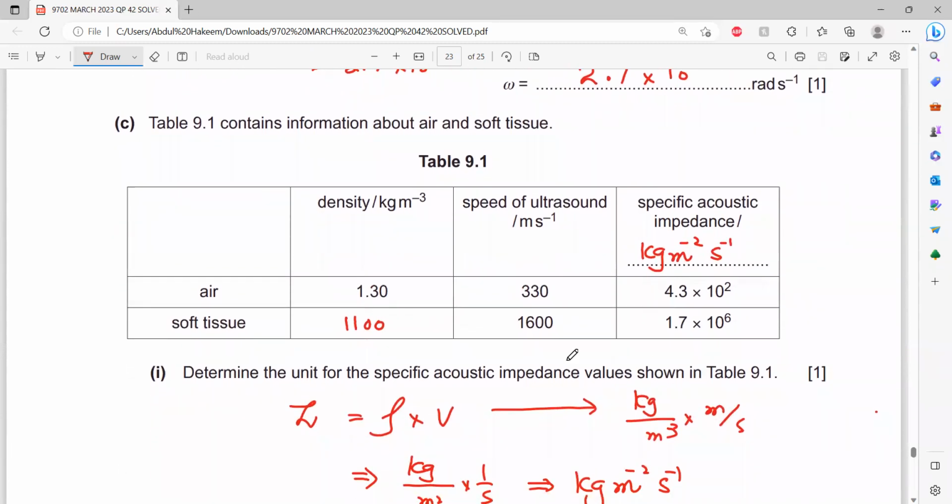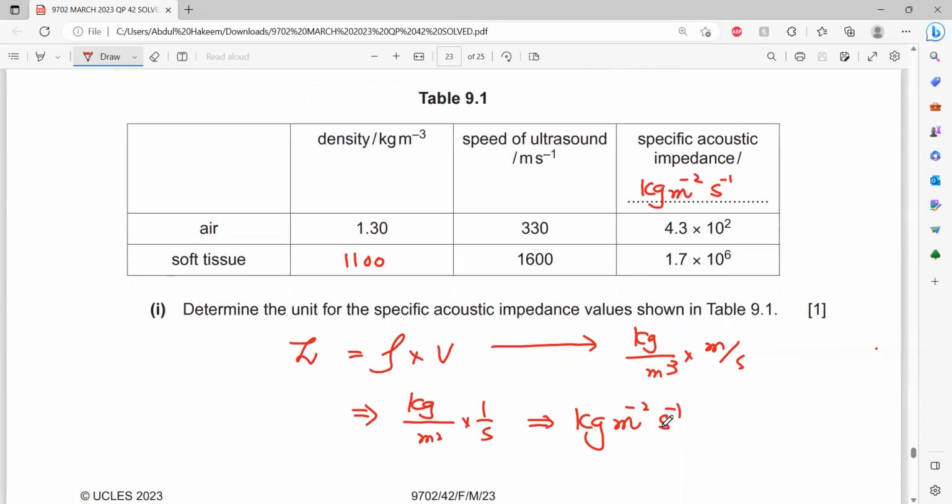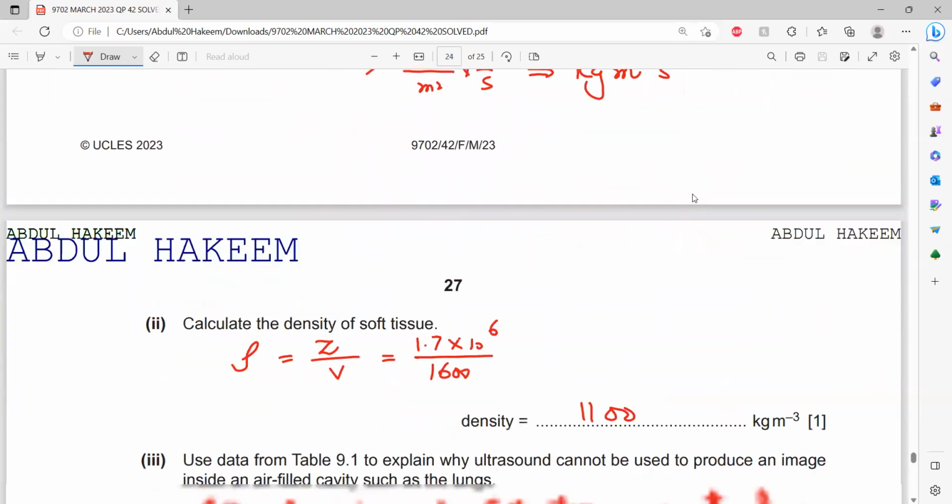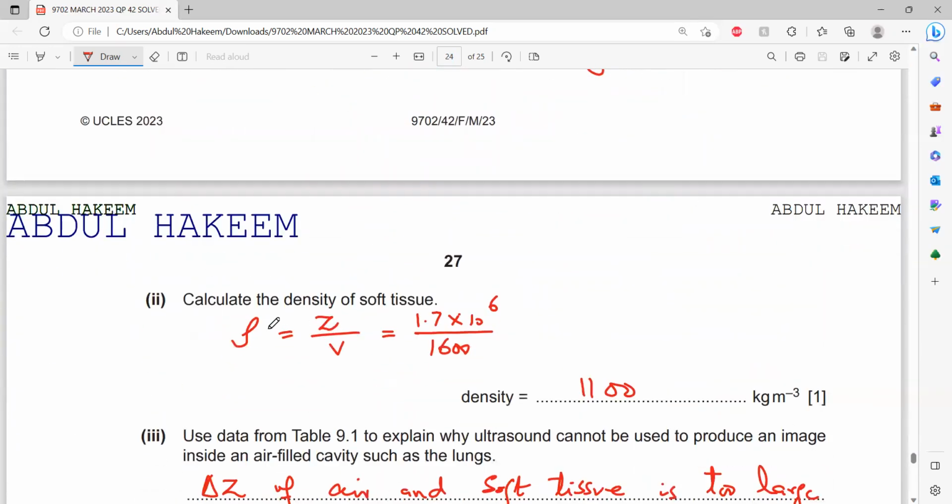Next, this table is given for air and soft tissue: density, speed, acoustic impedance. The question is to determine the unit of acoustic impedance. Look, Z is equal to rho V. Rho is the density and V is the speed. After simplification, we can determine the unit for acoustic impedance: kilogram meter power minus 2, second power minus 1. Calculate the density. Acoustic impedance is density multiplied by speed, so density is acoustic impedance divided by V from the table. For soft tissue, the acoustic impedance is 1.7 times 10 power 6, and the speed is 1600. So the density is 1100 for soft tissue.